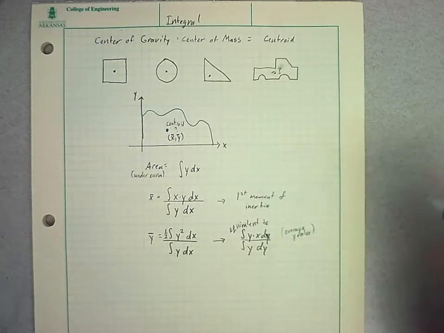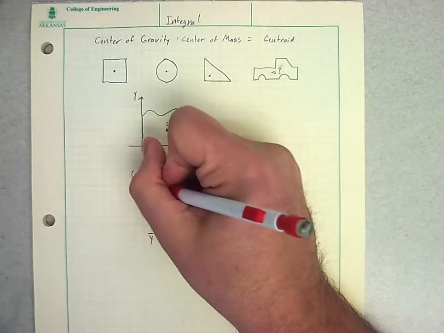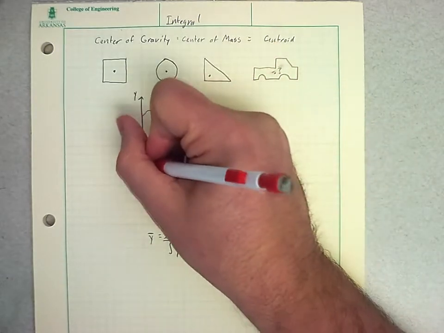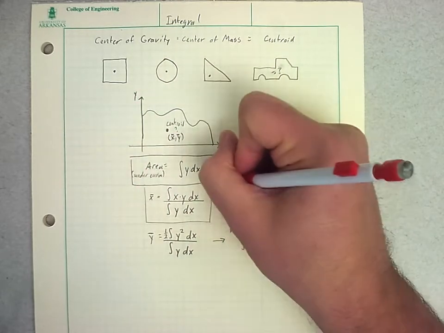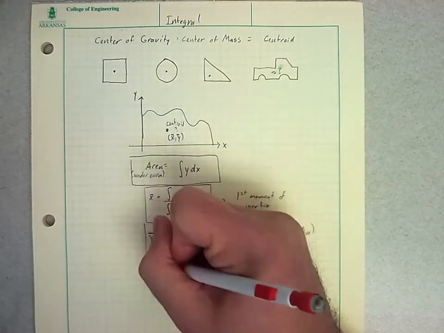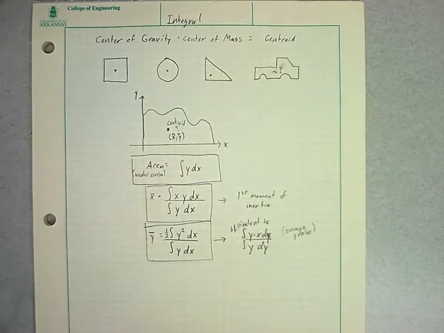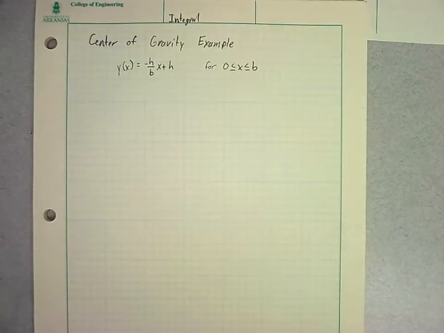So those are the basic rules for center of gravity. Mainly we need to know these two. We need to remember the area equation. We need to remember that's how we get the x component, and that's how we get the y component. So let's look at an example.